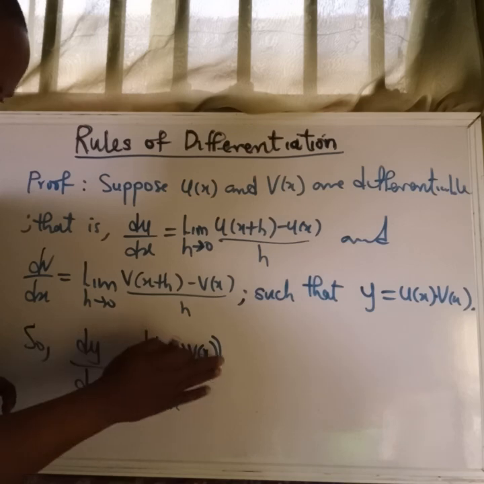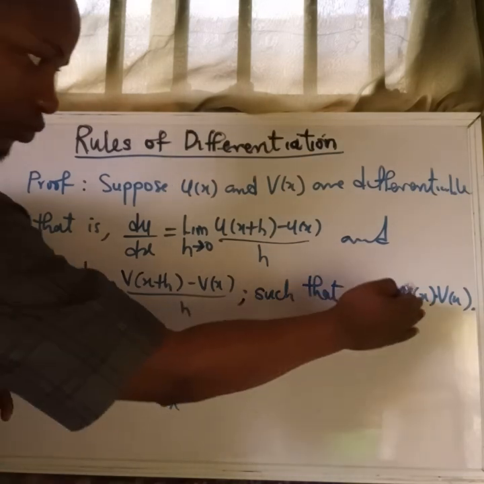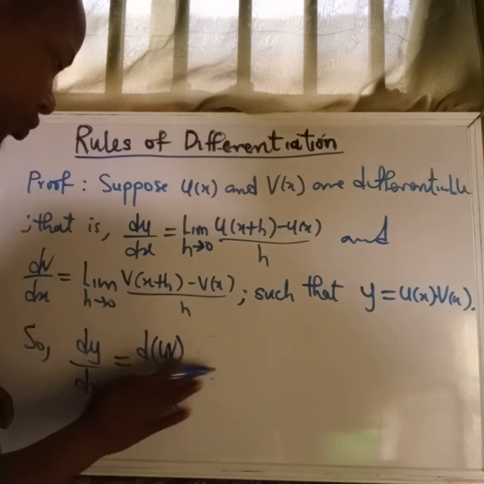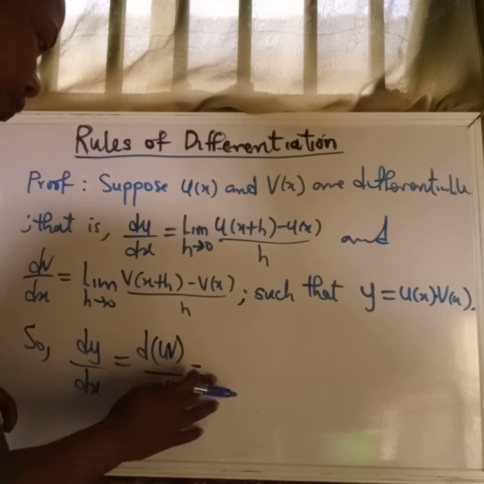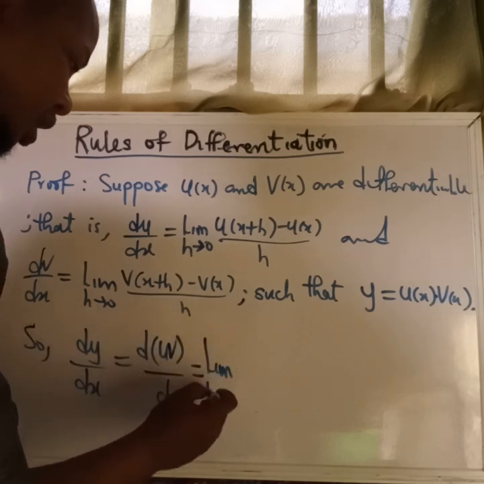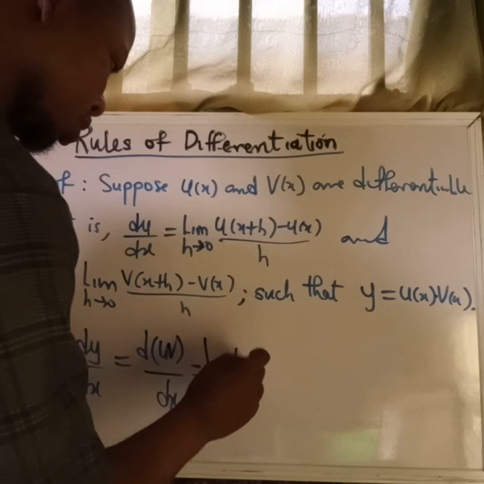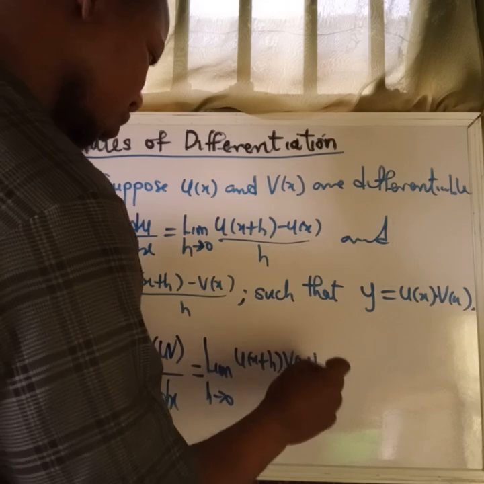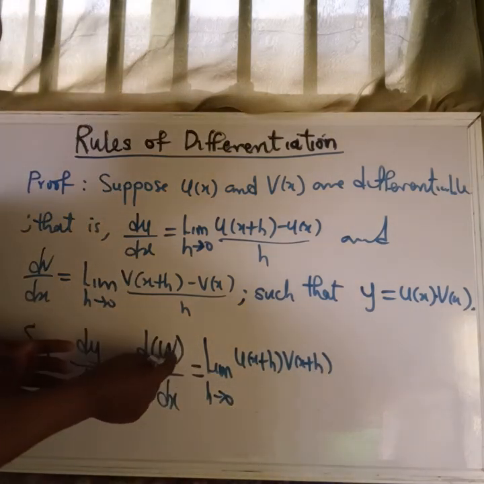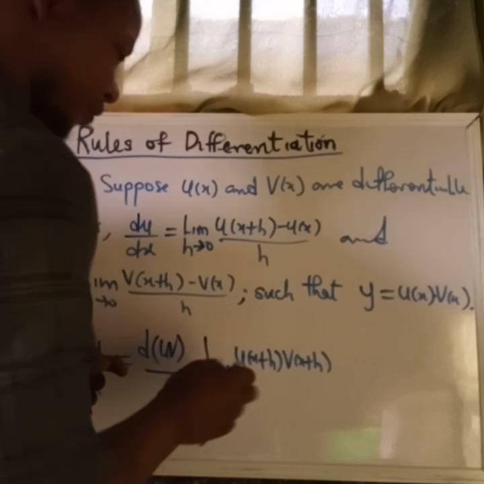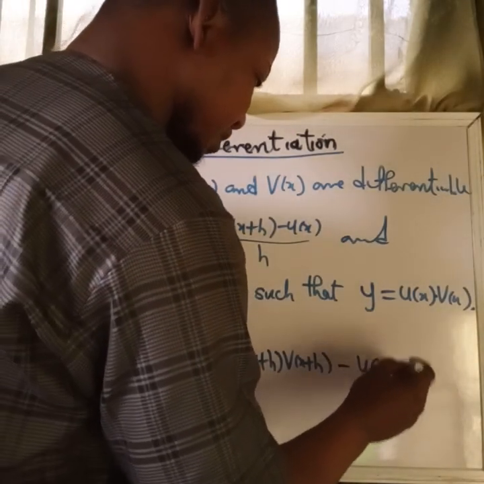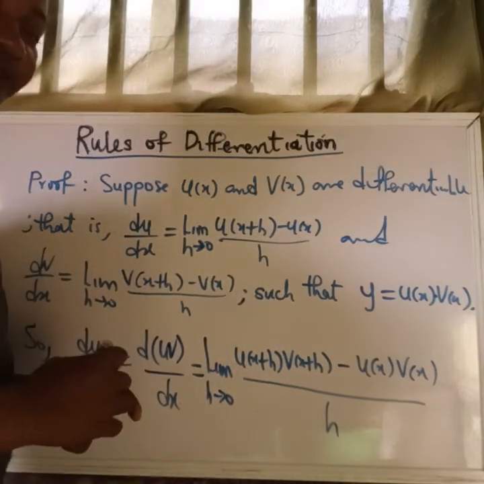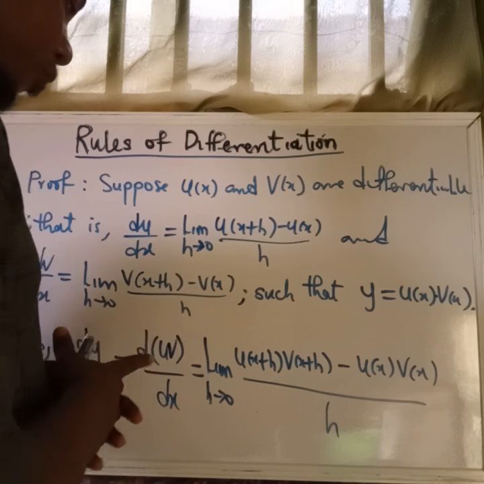Okay, so let's shorten this because of space. We can call this u and we'll call this v. So this will be equal to the limit as h tends to 0 of u of x plus h times v of x plus h, by definition of derivative, if the derivative is given as u and v, minus u of x v of x, all over h. This is the derivative of two product functions.